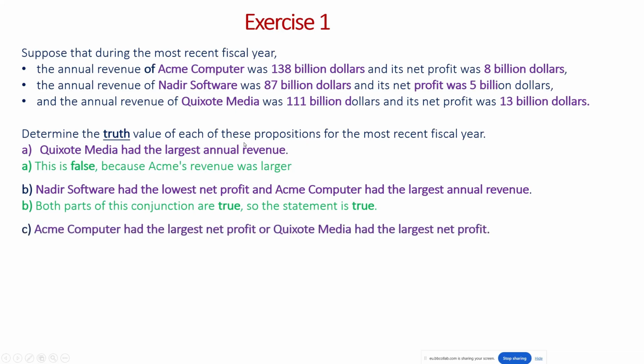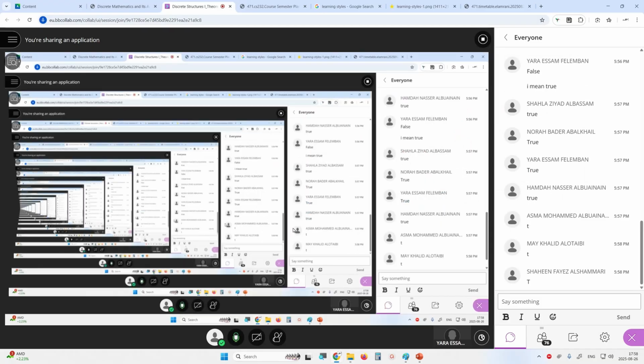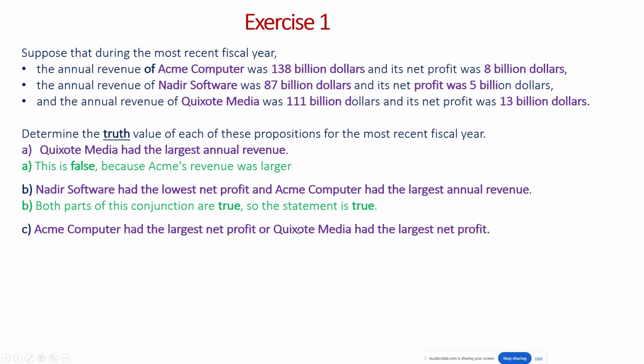What about this one? ACM Computer had the largest net profit, or the media company had the largest net profit. Let's have a look at the or. One of them being true is enough for the whole thing to be true. ACM had the largest net profit. Net profit is on the right side, so this is false. The next one had the largest net profit. Well, yes. So because of the or, true is the right answer. Correct.